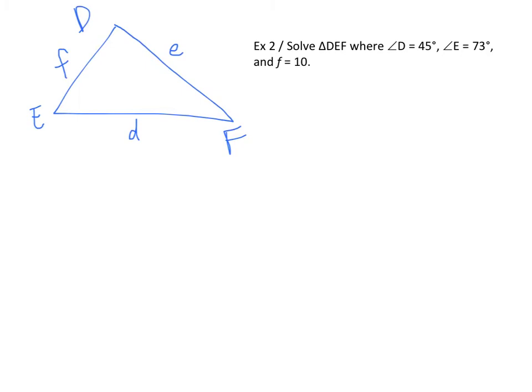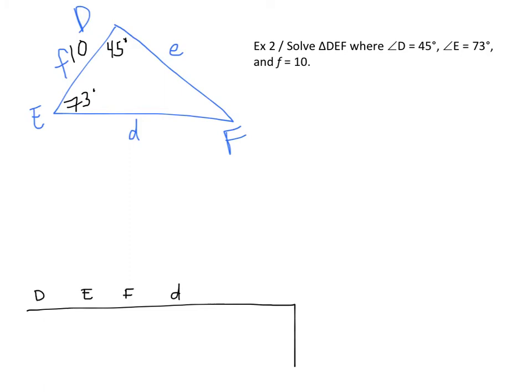Let's write in the information we have. We'll make a handy-dandy chart, and we'll go from there. So angle D is 45 degrees. Angle E is 73 degrees. And F is 10. Okay, so I'm going to make my chart here. All right, so I've got angles D, E, and F, and then I have sides D, E, and F.